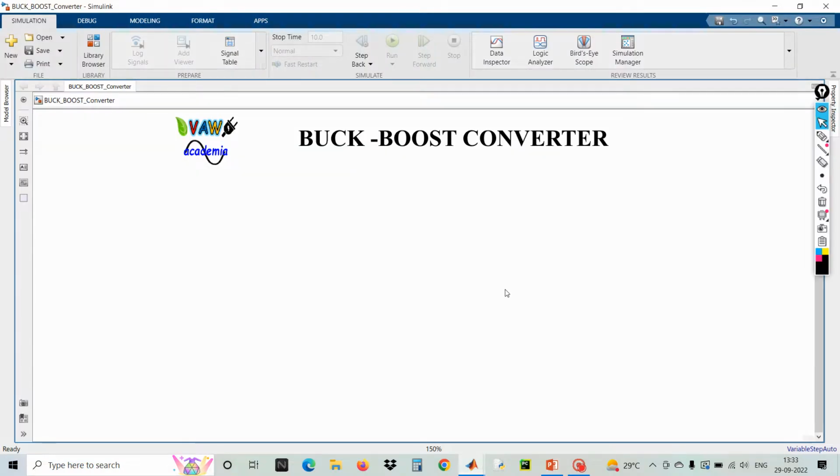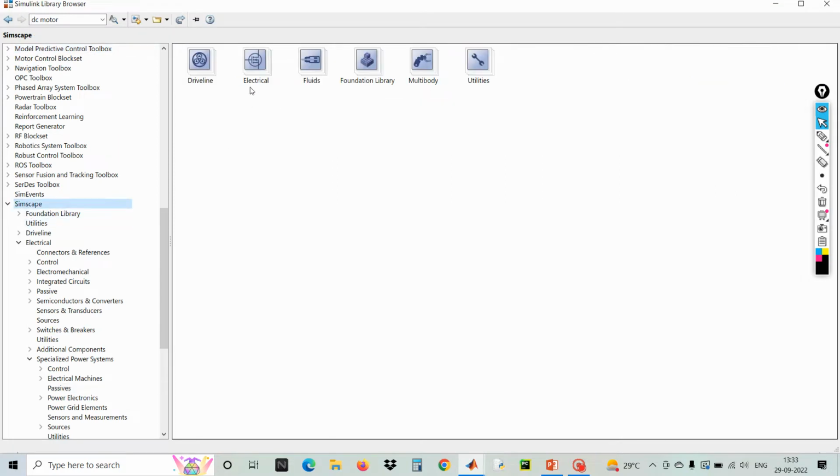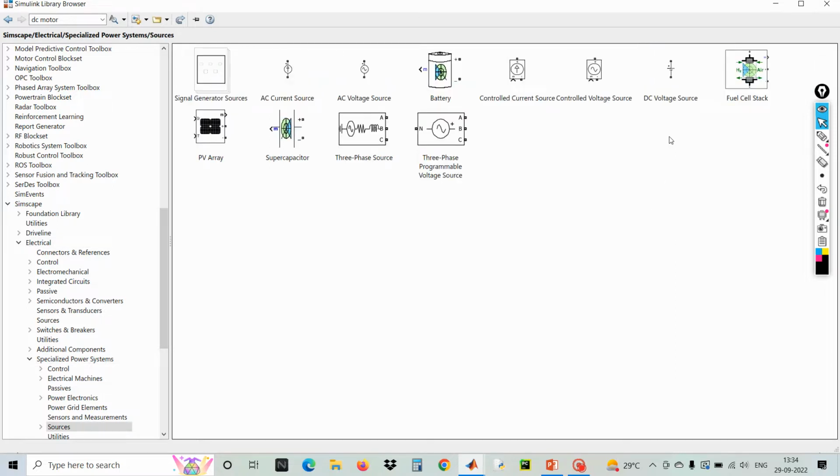Straight away, I'm going to the Matlab. I just opened the Matlab Simulink page. If you want to develop the buck boost converter, I will tell you what are all the elements required to develop the model. I'm going to library browser. I'm going to Simscape. In that, I'm going to electrical. I'm going to specialized power systems. I'm going to sources. I'll take DC input voltage. I'm adding to the block, adding to my model.